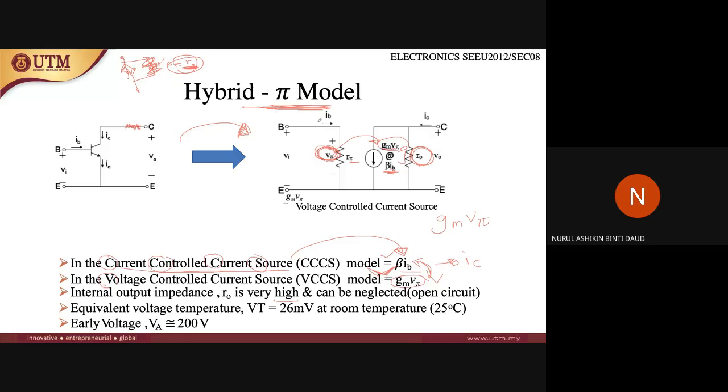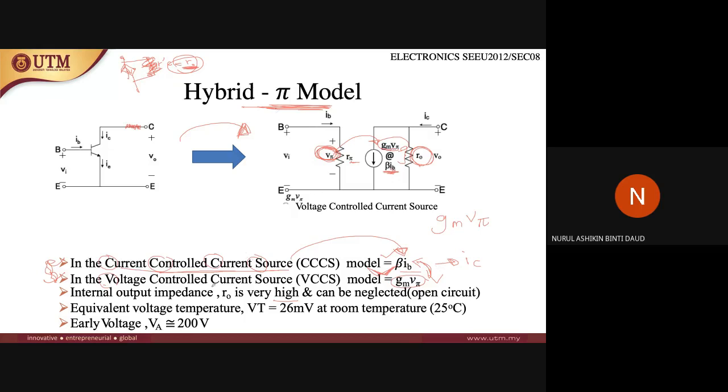But if the value of IB is given to you, you can use the CCCS, the current controlled current source model, where you are using beta IB here. All right, so which model you want to use is based on what information is given to you.